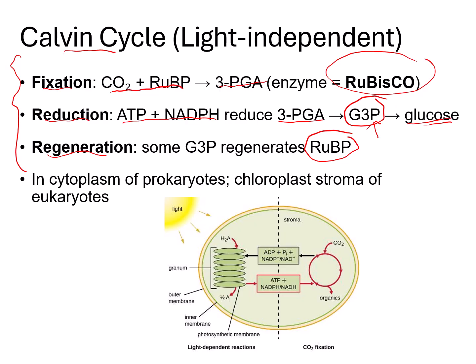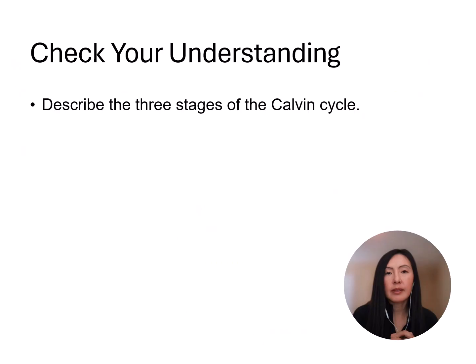And the Calvin cycle will occur in the cytoplasm of prokaryotes like bacteria, because remember, they don't have chloroplasts. And in eukaryotes that do have chloroplasts, the Calvin cycle will happen in the stroma, that liquid portion of the chloroplast. So the three stages of the Calvin cycle include 1, fixation. Rubisco is going to take CO2 plus RuBP to form 3-PGA.